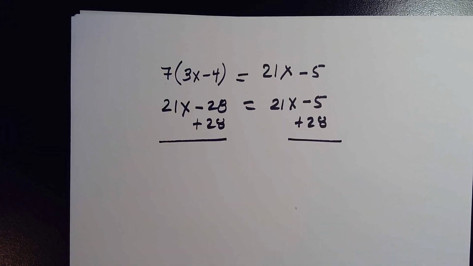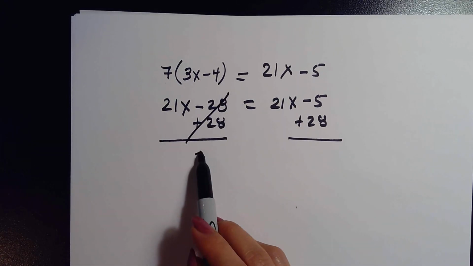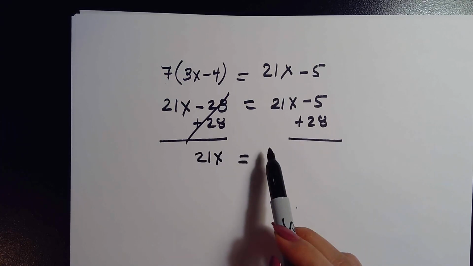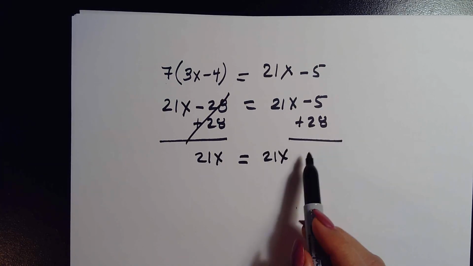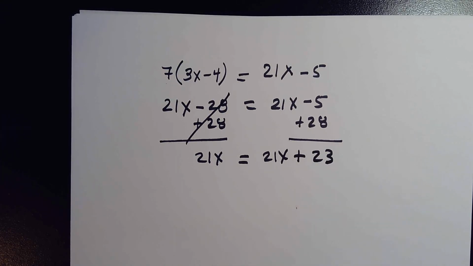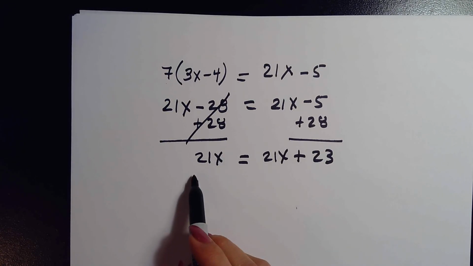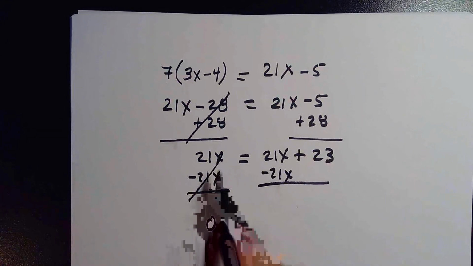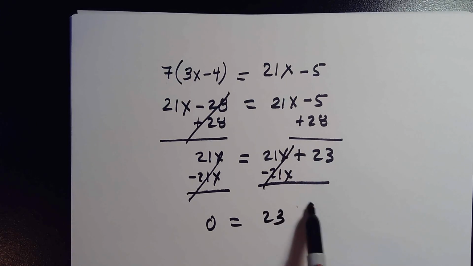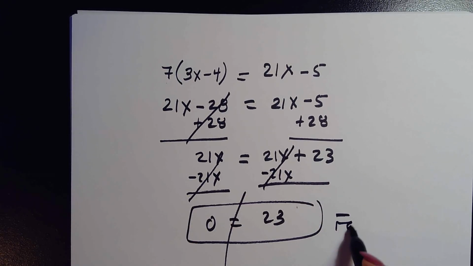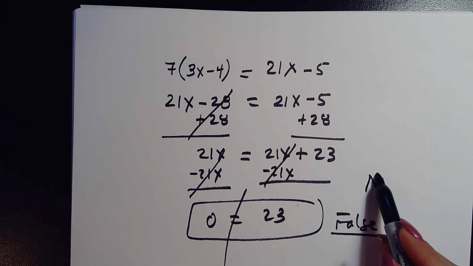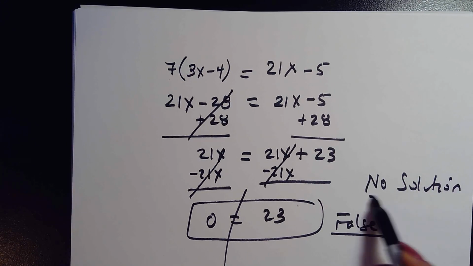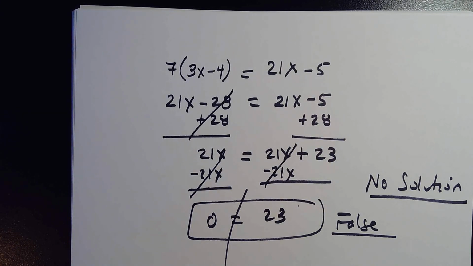At this point, you could have stopped because 21x minus 28 can never equal 21x minus 5. But I want to continue to show you what you're going to end up with. So you have 21x equals 21x minus 5 plus 28. That's going to give you 23, right? And now you subtract 21x from both sides to get rid of the 21x. And that's going to give me 0 equals 23. And you know that this can never be true, so this is false. So this means that there is no solution. No solution here, because this is false.